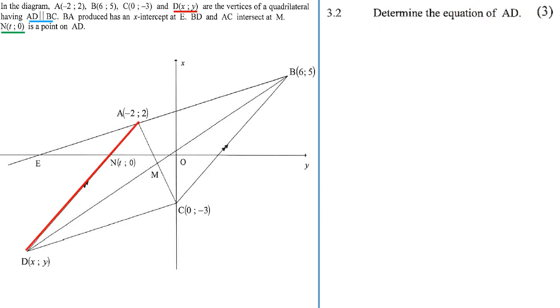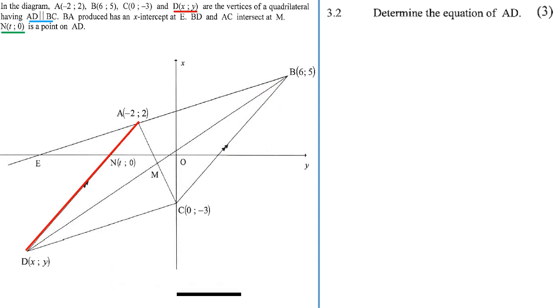Now let's check. AD and BD have a relationship because they are parallel to one another. What is the relationship that they have? Their gradients are equal because they are parallel to one another. And remember, MAD is the gradient of the red line, which is AD, and MBC is the gradient of the yellow line, which is BC. We don't need BC for now because we are looking at the equation of AD.